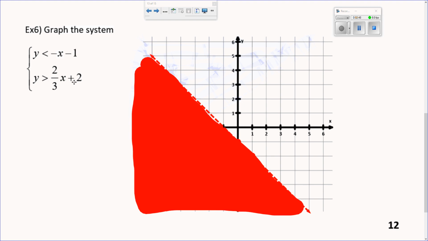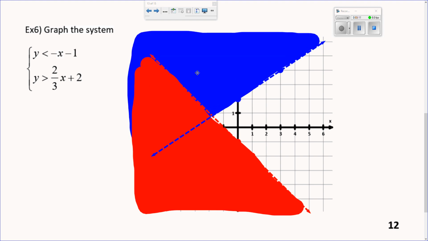And then for the second one, what's my y-intercept? That's 2. And then what's my slope? 2/3, so rise 2, run 3. Solid line or dotted line? It's dotted. And then shade above the line or below the line? Above. Okay, because it's greater than.